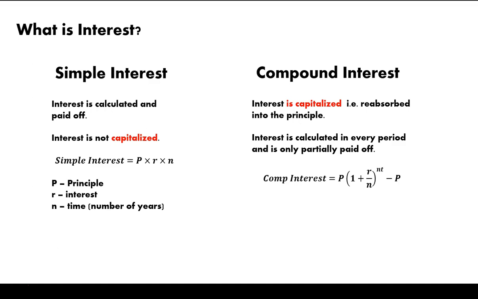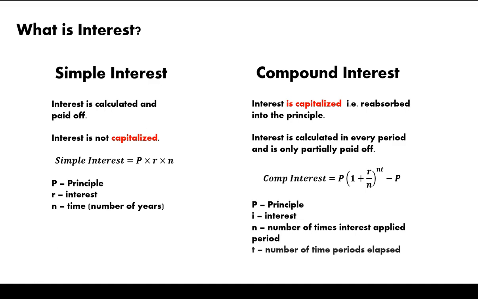And look at this formula for compound interest. You can see the principal is P, and I, that should be an R, for interest. N is the number of times interest is applied, so it's the period. And then T is the number of periods that this is going to take place.